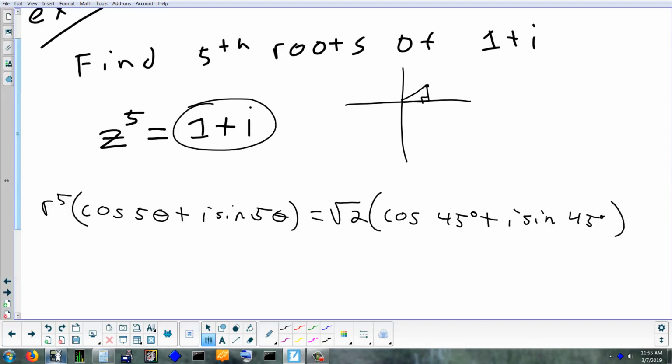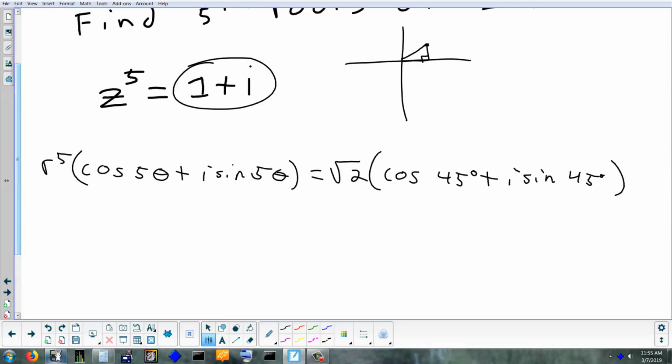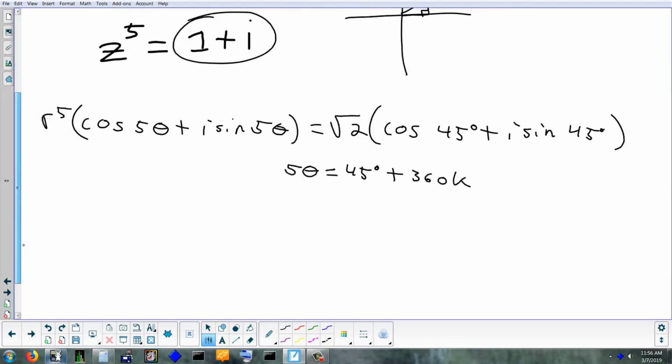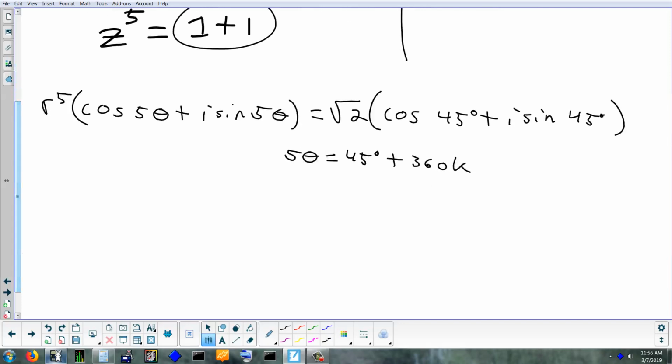Okay. Now we're ready to set up our two equations. Let's start with the one for the angle. Someone give me the equation for the angle. Yep. 5 theta equals 45 plus 360k. Okay. And now what do I do to get theta by itself? Divide by 5. Yep.